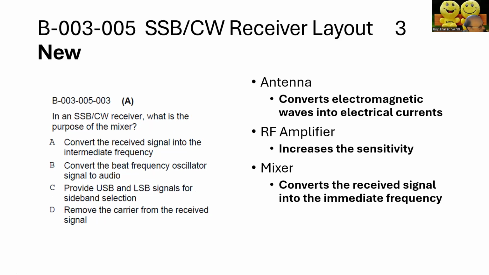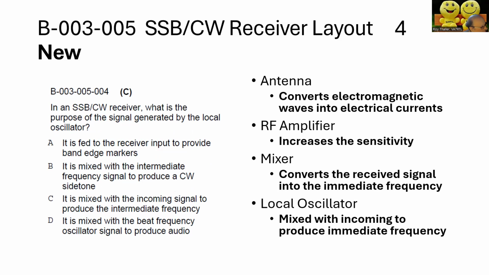Another new question. In the single sideband CW receiver, what is the purpose of the mixer? So the mixer converts the received signal into the intermediate frequency, the IF frequency. So A is the correct answer.